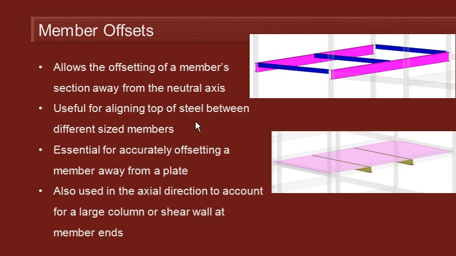If we want to align the top of steel between different size members and take into account the secondary effects of the interaction between the axial forces in the secondary member and the primary member. If we're attaching members to plates, it's absolutely essential that we use the member offset command. In this kind of situation where we have a T-section stiffening a plate, it's very important to use member offsets to offset the T-section. And finally, if we have large columns and we have beams between those columns, then we can use a member offset at each end in the axial direction to account for the reduced length of the beam. So let's take a look at how this works in Multiframe.